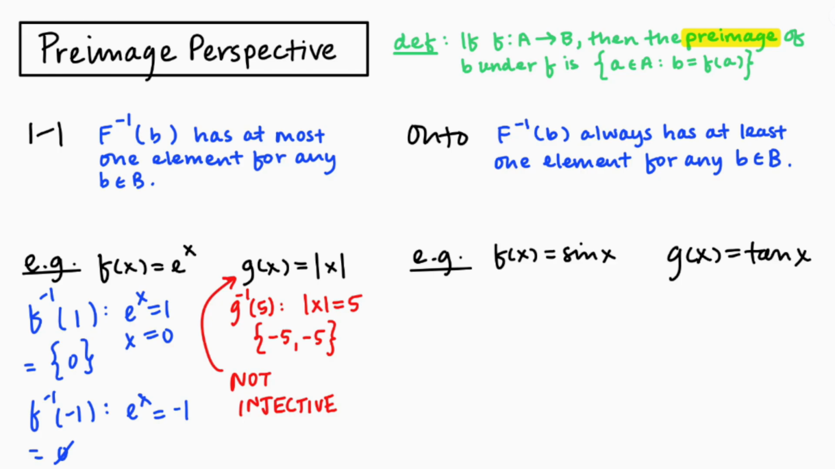For this one, f inverse of 2 is where I'm looking for sine x equals 2, and I'm going to come up empty there, right? There's no angle that I'm going to get sine of x equals 2. It's not possible. So I'm going to say that sine x is not surjective.